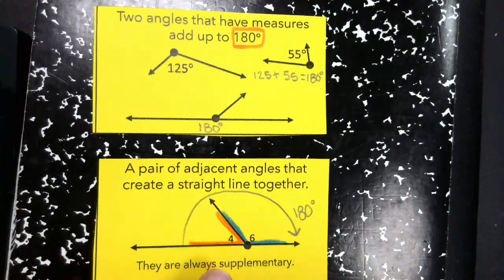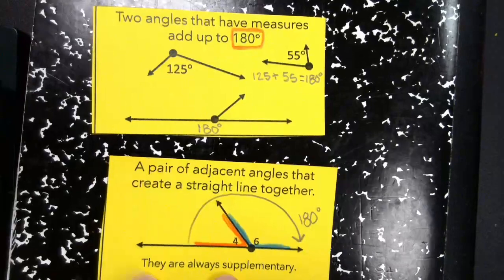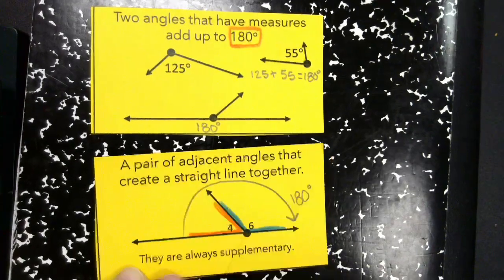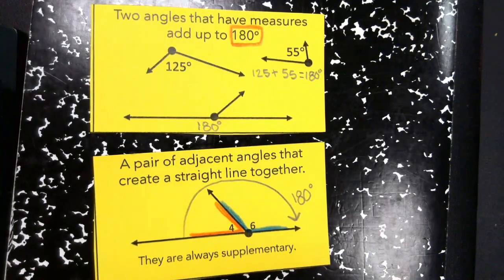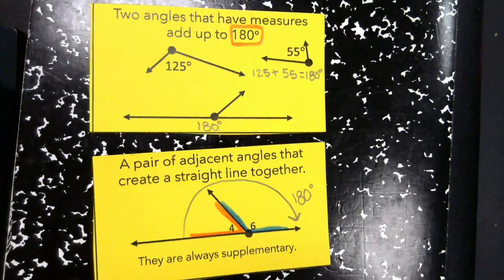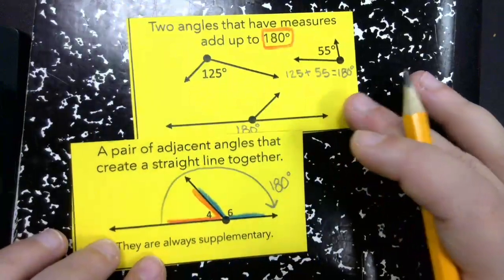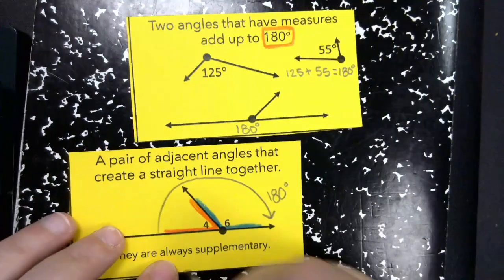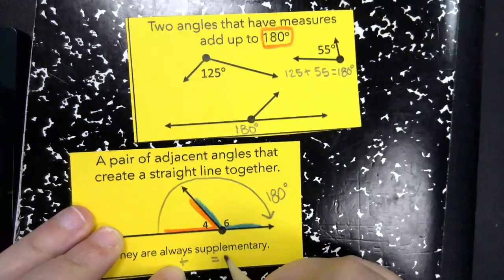So now if I jump back down to that linear pair, this one down here, a pair of adjacent angles that create a straight line together, it says that they are always supplementary. Now we know what that word supplementary means. What does it mean to have supplementary angles? It means that together they're going to add up to equal what? 180.